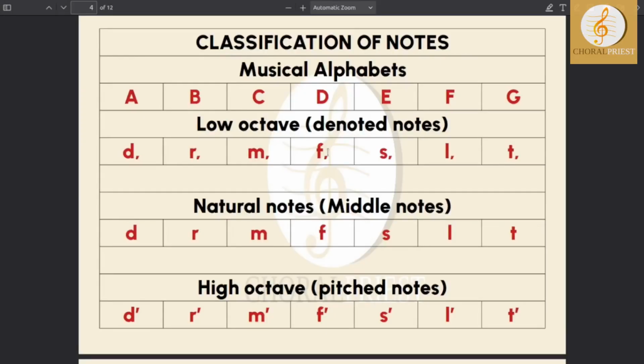Going to be looking at the classification of notes. In music, we have what we call musical alphabets. The musical alphabet ranges from the letter A to G, and this will best be demonstrated if we look at its setting on the keyboard, the piano.